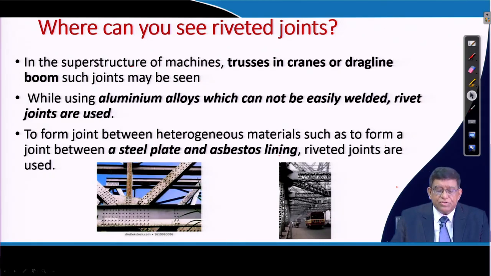This is exactly that truss, or in cranes you can see, and in mining machinery like the dragline, where there is a big boom, many a time there are riveted joints, because those machines are also subjected to very high vibration load. Sometimes rivets are used because aluminum alloys, as I said, cannot be easily welded. You also cannot weld a plastic sheet and a steel plate, or a steel plate and an asbestos sheet. For such mixed materials a special type of welding is done, but when that is not available, they can also be riveted.